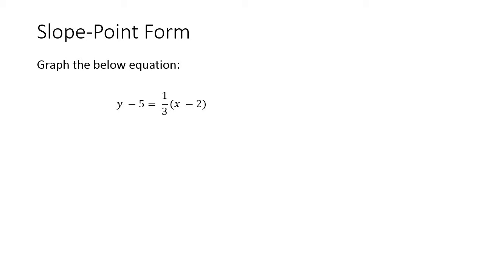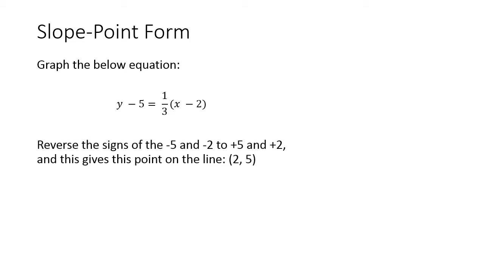Graph the below equation. So it's given to us in slope point form. If you reverse the signs of the negative 5 and the negative 2 here to be positive 5 and positive 2, this will give you a point on the line. Remember, those were x1 and y1. So x1, y1 in this case are 2 and 5. So we know that's a point on the line. The slope, you can read directly, is 1/3. That's our m value there.